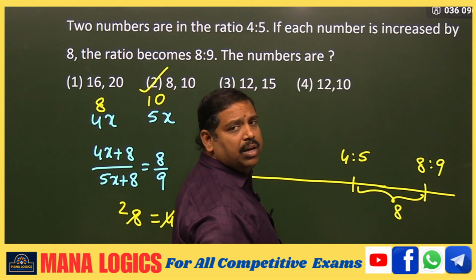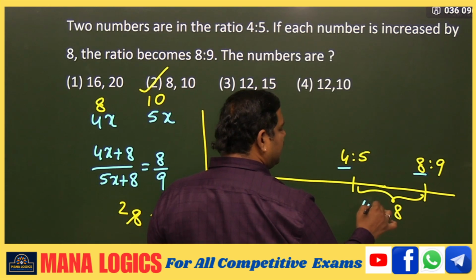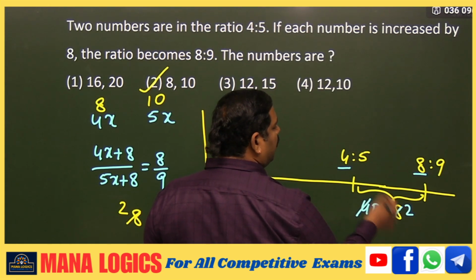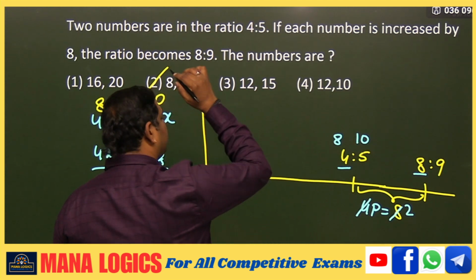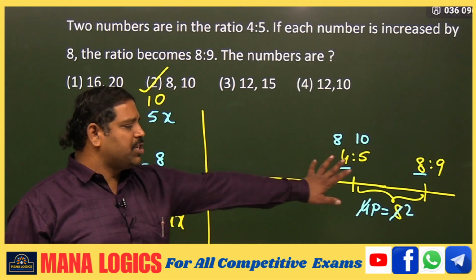No need to go with the cross multiplication. So 4 parts becomes 8 parts, means 4 parts increased. For that 8 is required, increased 4 ones, 4 twos. 1 part is 2, 4 parts is 8 and 5 parts is 10. So the answer is 8 is to 10. When compared to even option verification, this is the best.